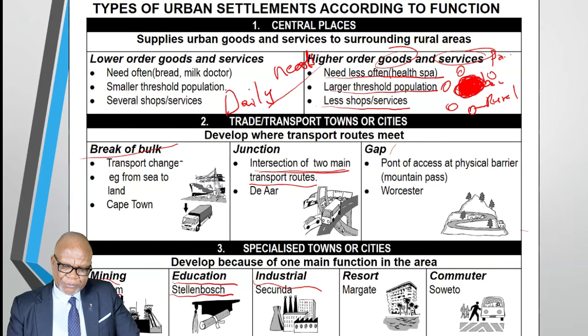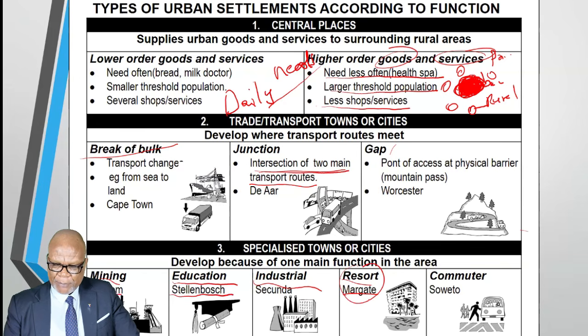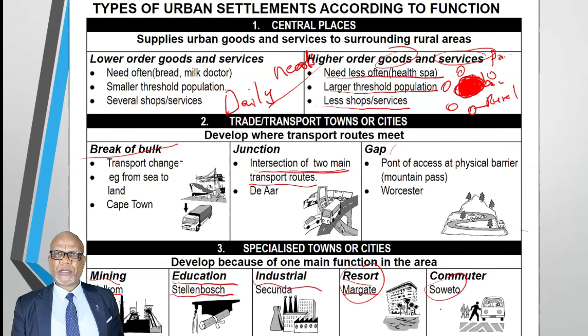And we have industrial towns. Secunda is an example of an industrial town. The area is highly industrialized. Then we have a town like Margate in KZN. It is a resort town. This town specializes mainly in resorts, so it is another type of specialized town. And then we're looking at an area like Soweto. Soweto is a place where many people stay, but they don't work in a particular area. In the morning, they will be going to different places.